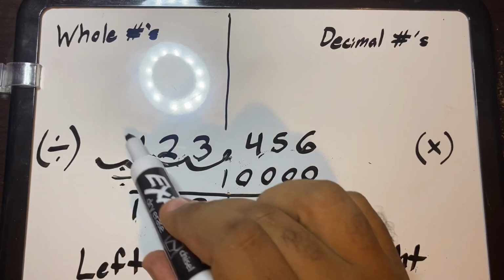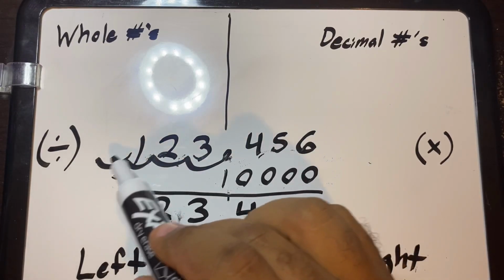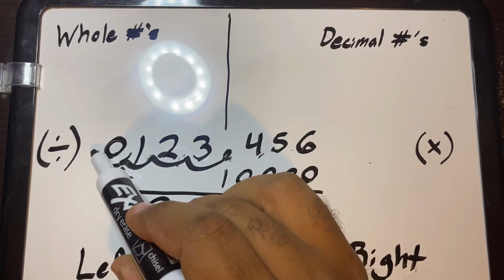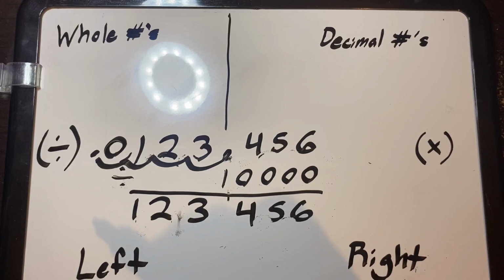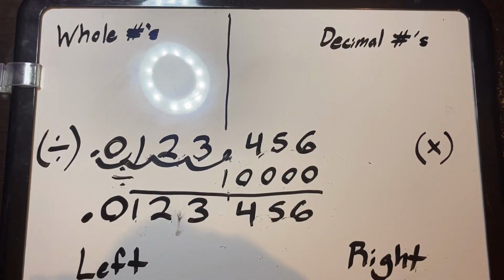But Mr. V, there are no numbers here. That's quite all right. If the decimal point moved more times than there are whole numbers, all you're going to do is add a 0. And then the decimal point will go in front of it. So it should look like this as your answer. 0.0123456.